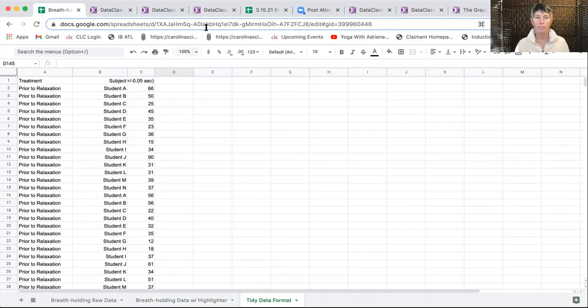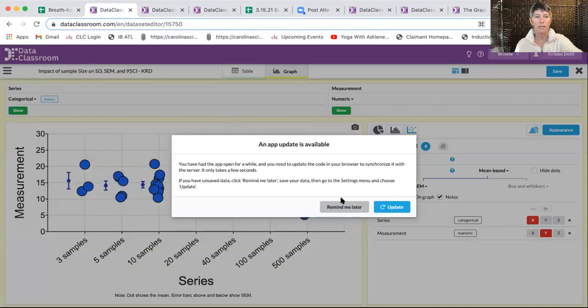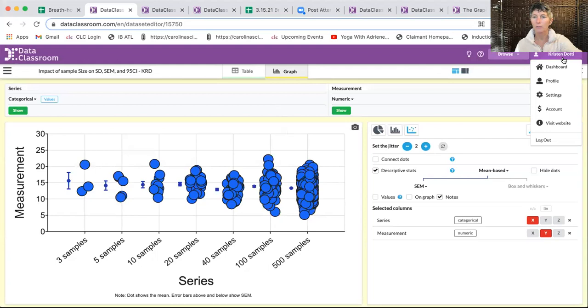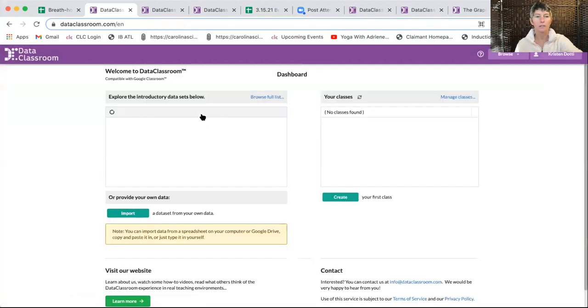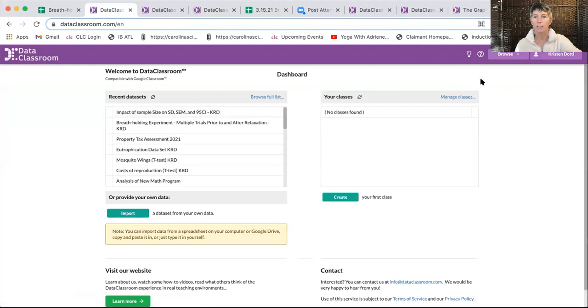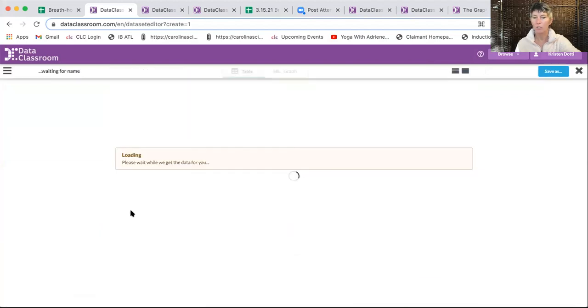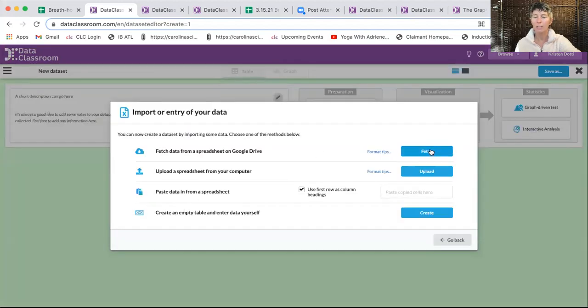holding. And what I do is I just need to copy this URL and go into DataClassroom, and from DataClassroom, I can go back to my dashboard, and from my dashboard, I can upload a new data set. So I can either create a data set using a blank template, or I can import this data set from a worksheet. Since I've already got a worksheet, I'm going to go ahead and fetch that.